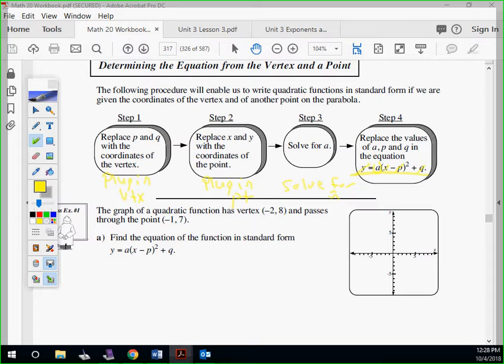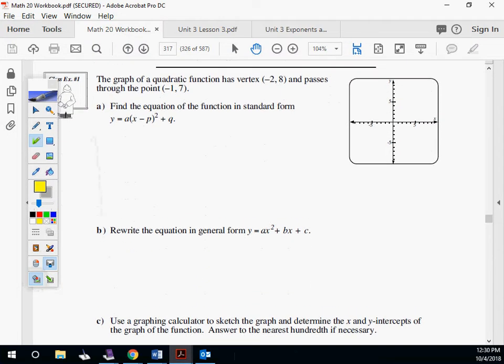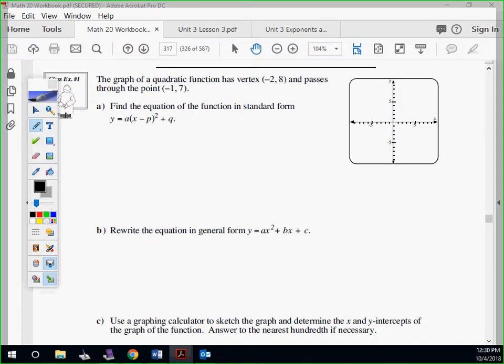All right, let's look at a little example. We have the graph of a quadratic function with vertex (-2, 8) that passes through the point (-1, 7). Find the equation of the function in standard form. The only thing you're missing is A, because even when we write the function, we don't write X and Y, but A is what we need to have the complete function. If you get a question like this, just say: this is my P, this is my Q, this is my X, this is my Y, and put it in those spots.